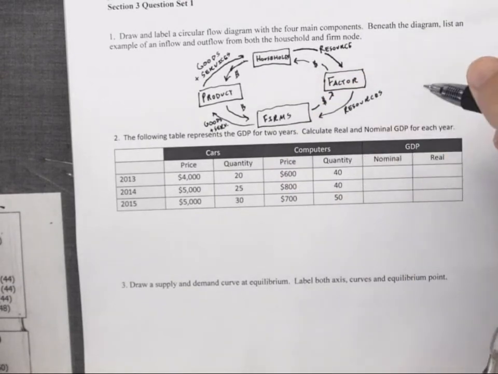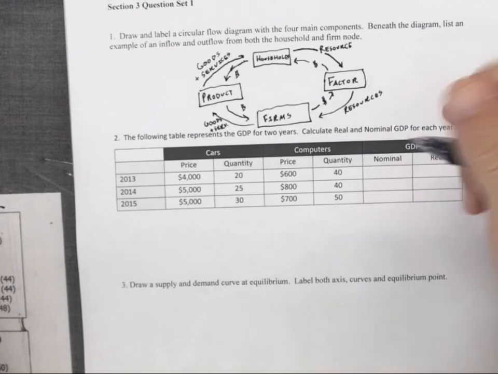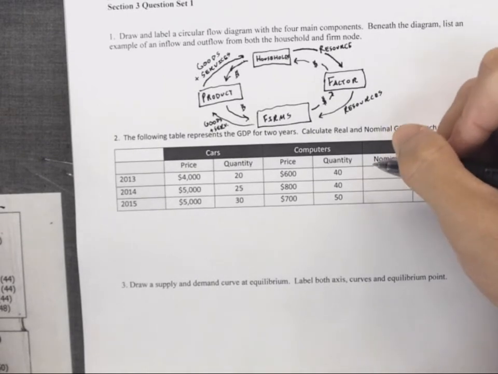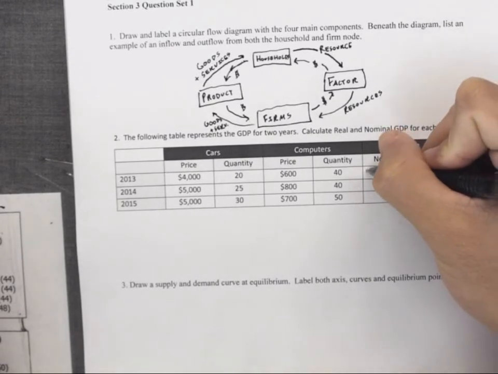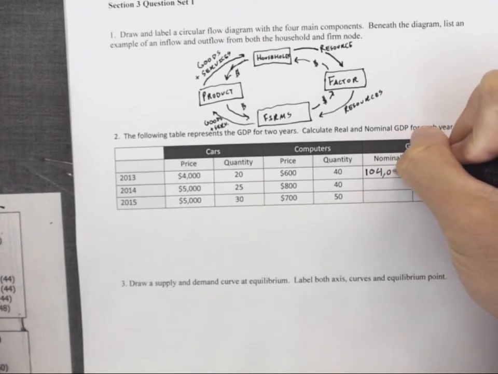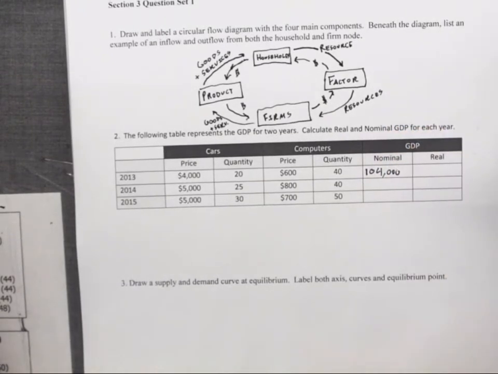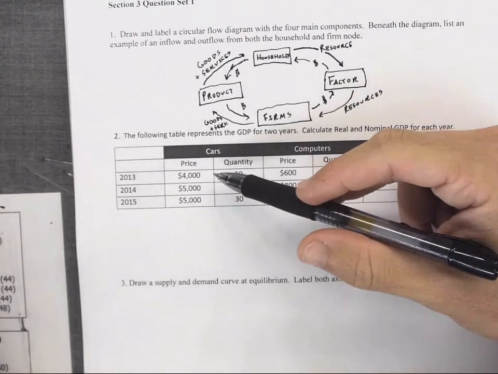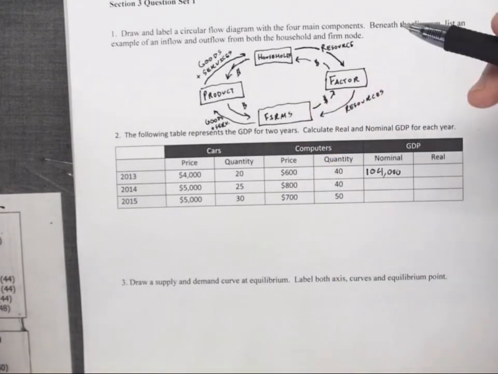And then you're going to have 600 times 40, which is going to be 24,000 attributed to computers, which is going to give us $104,000 nominal GDP 2013. Now, we use 2013 prices to calculate 2013 GDP.